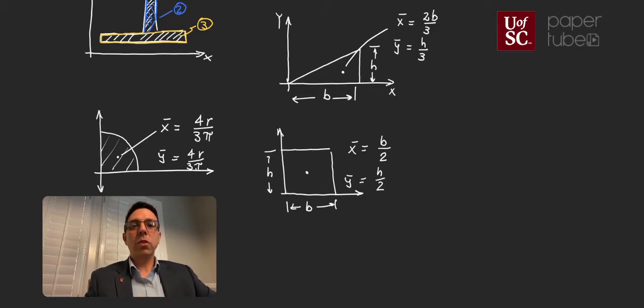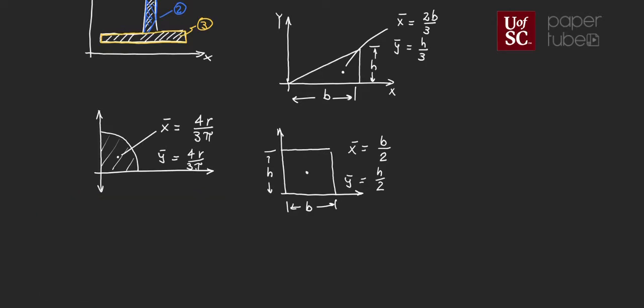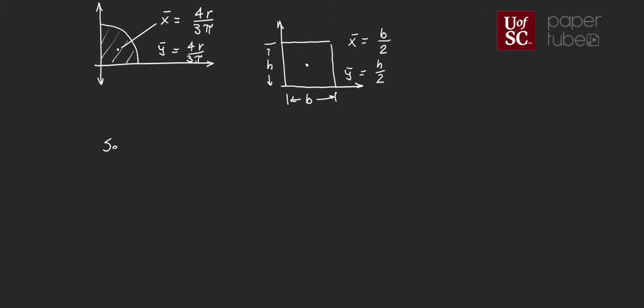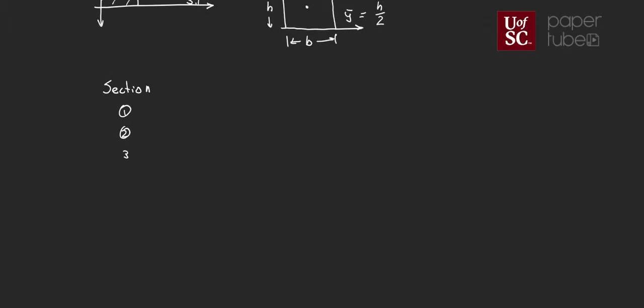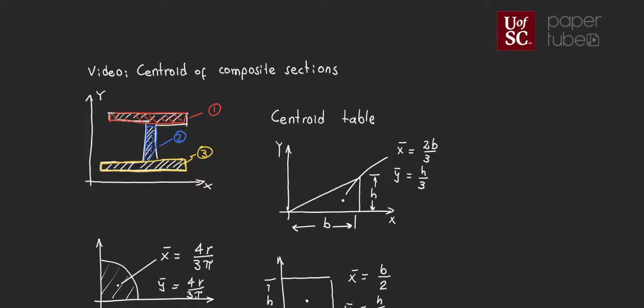In that table, each of the rows is going to be a shape, and in the columns, you're going to put different information about those shapes. By completing that table, you're going to be able to find the centroid of your composite section. So what does that table have? Well, the table is going to look something like this. We have a section: 1, 2, and 3. Let's say those three correspond to the three areas that we have up here, the red one, the blue one, and the yellow one.